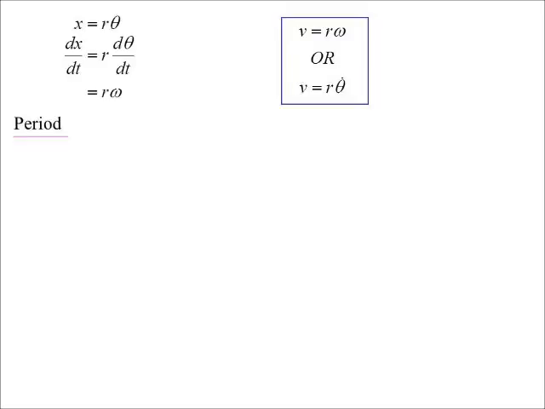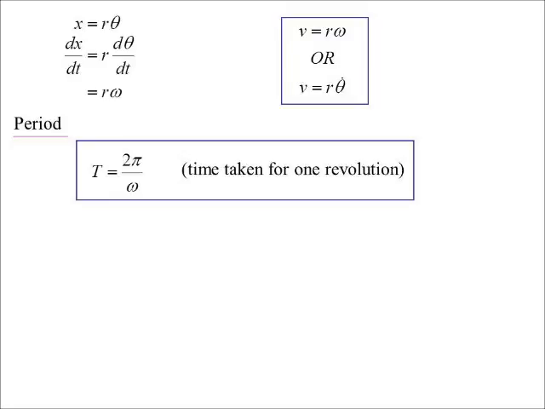So period. The time it takes for one revolution will be 2 pi divided by the angular velocity. So 2 pi divided by omega. So again, very similar to where we saw our period in trig, where it was 2 pi over n. So a similar sort of formula.